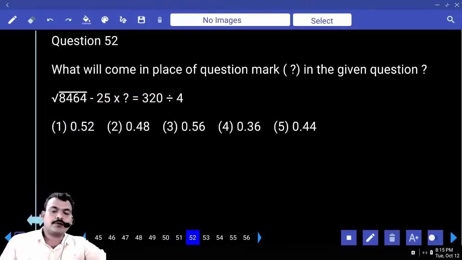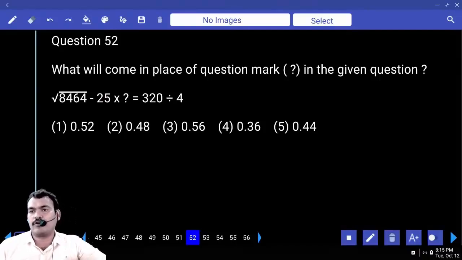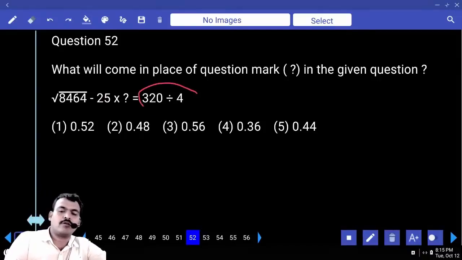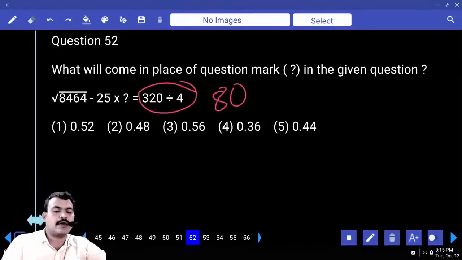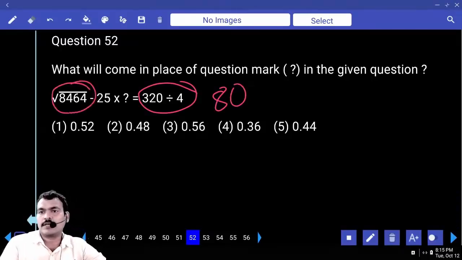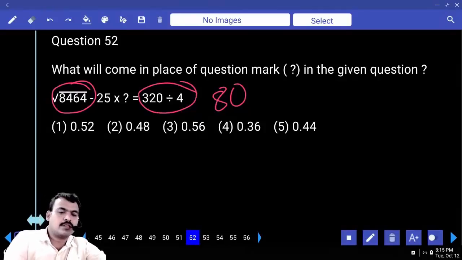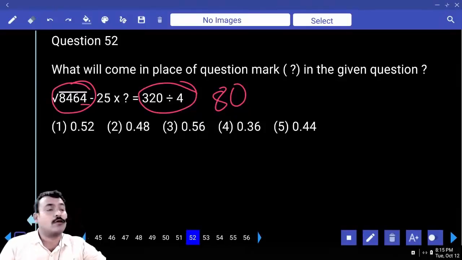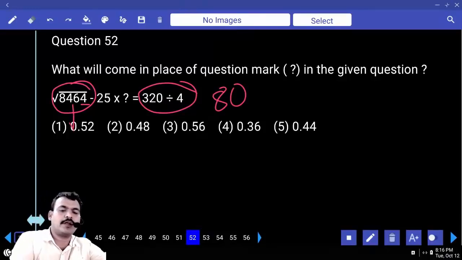Next. First priority, right hand side 320 by 4, or not? What is the 320 by 4? 80. Next. On the left hand side, under root of which value? 84, 64, or not? It should be more than 90 square or less than 90 square? More than 90, but less than 95. What is the units position given? 4. Possibility is either 2 or 8, or not. Means 92 or 98. 92. This one we write 92.